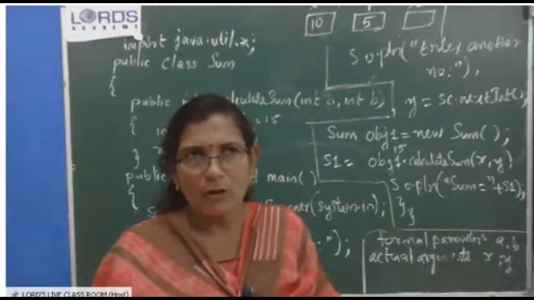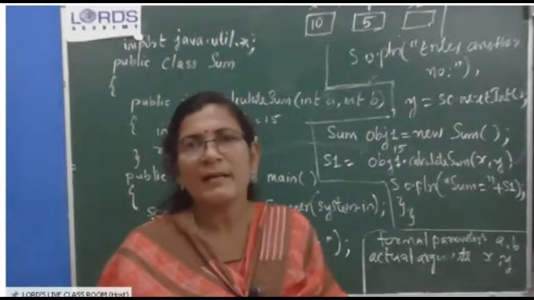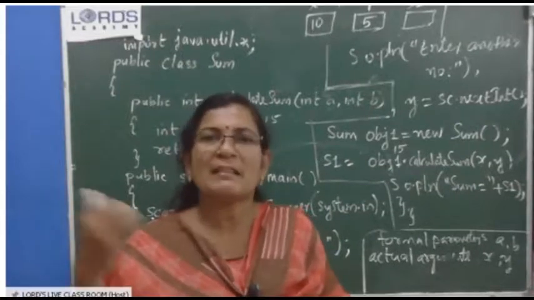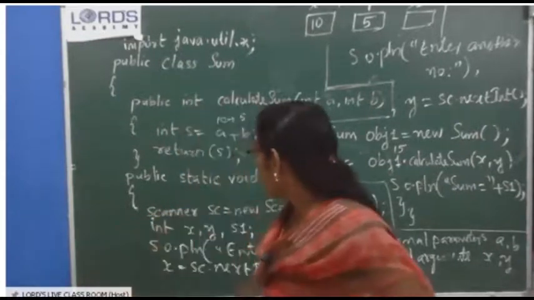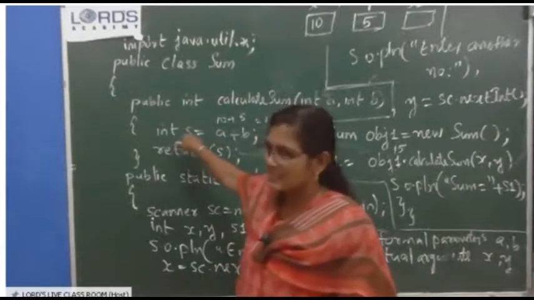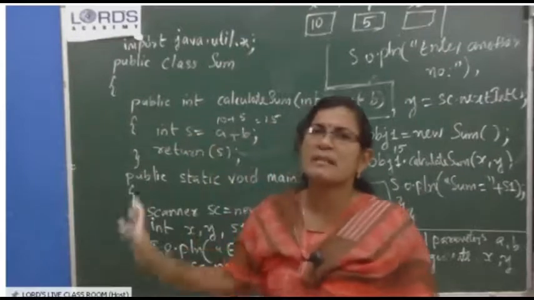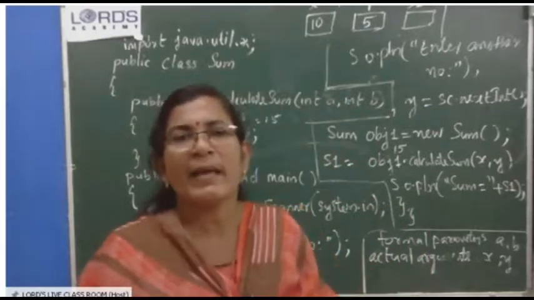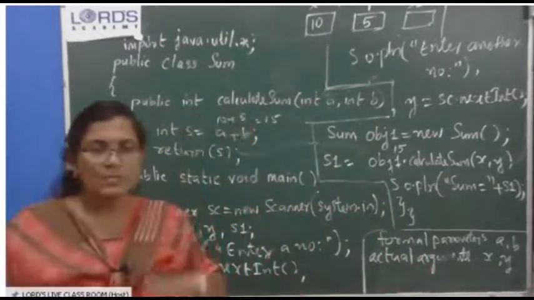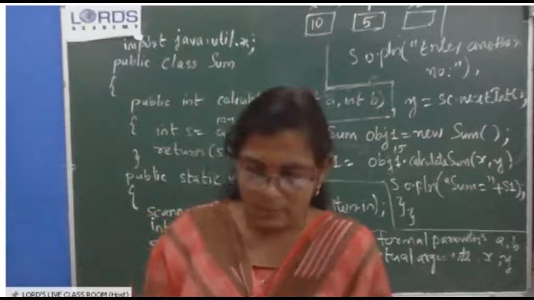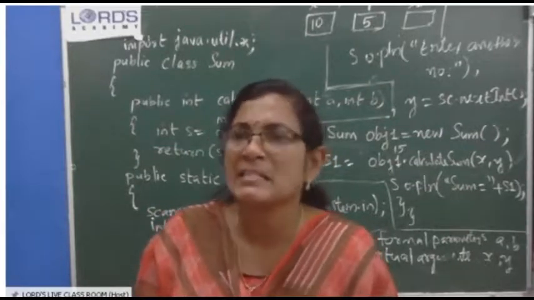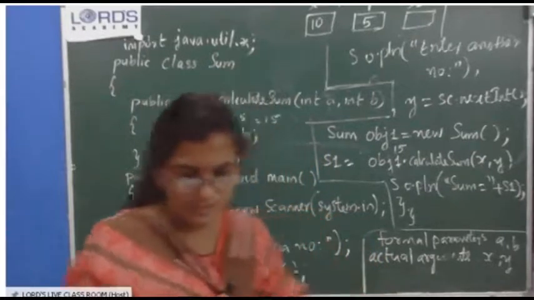So formal parameters will be created in the memory only when the method is called. Once the method's execution is over, all the variables declared in the method, here there is a local variable s also, will be removed from the memory, and A and B also will be removed. So now I would like to talk to you about some concepts: local variable, global variable and instance variable.